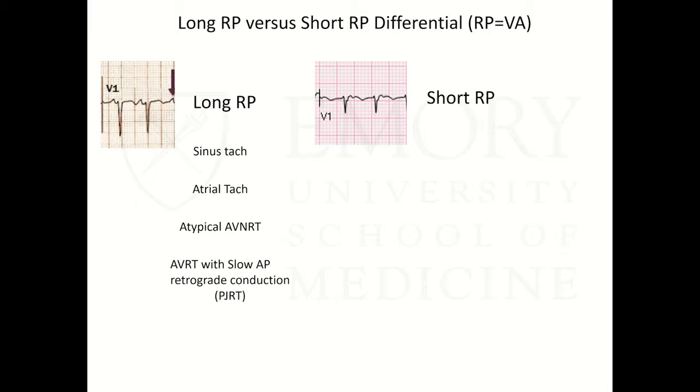The short RP tachycardias, the biggest short RP tachycardia is typical AV node reentry. But you can also have short RP tachycardias from atrial tach or sinus tach that has a long PR interval, so that this P is driving this QRS, and this will fool you. This will be a short RP tachycardia, but it really is driven by the A. And of course, AV reciprocating tachycardia using accessory pathway falls in this category, as does junctional tachycardia.